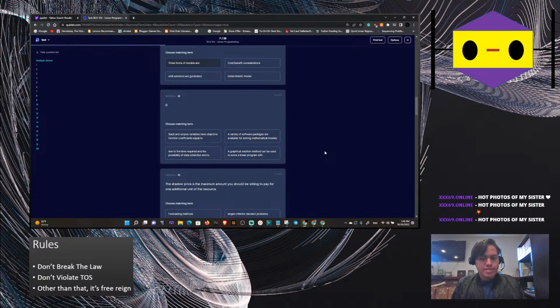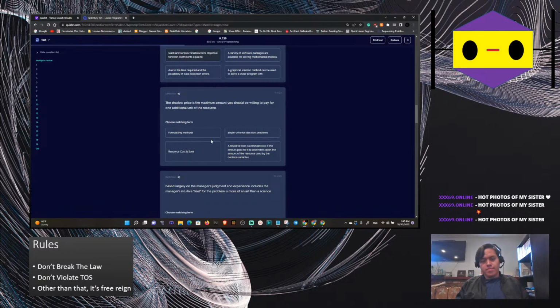Slack and surplus variables have objective function coefficients equal to 0. The shadow price is the maximum amount you should be willing to pay for one additional unit of the resource. Resource cost is sunk.